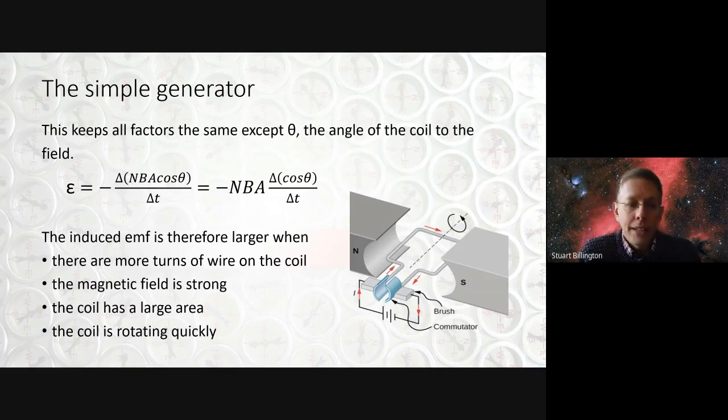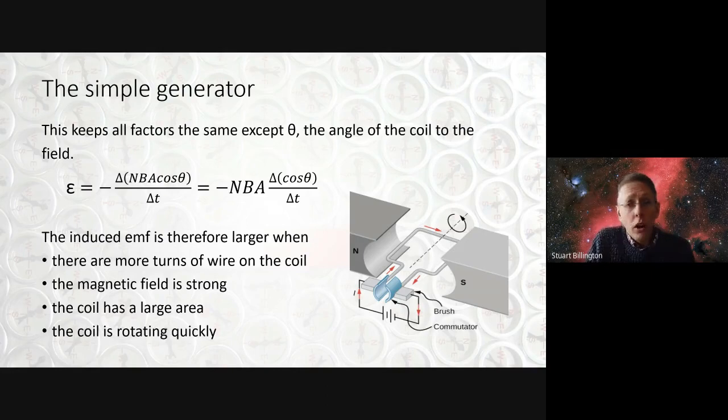So we can see that we are going to get the most potential difference generated if we have a very large number of turns of wire on the coil, although that's up to a limit because obviously copper is heavy, and the more you put on, the harder it will be for the bearings to support the weight of the coil and for the turbine to get it spinning in the first place.